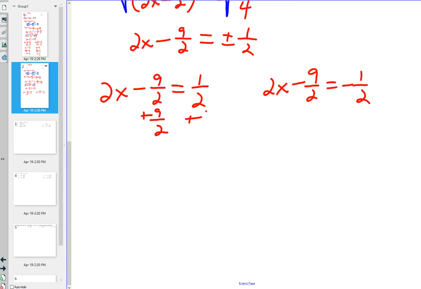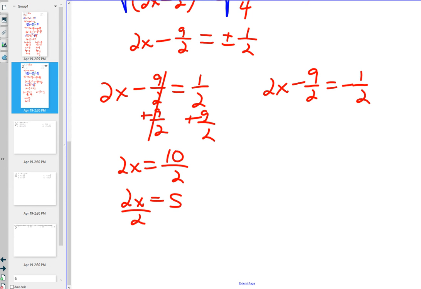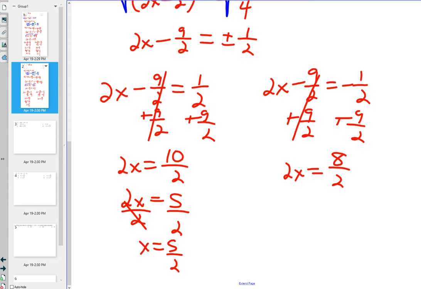Plus 9 over 2. Again, we don't like fractions, but at the very least, they have the same denominator. If you use your fingers, 9 plus 1 is 10. Divide by 2 is 5. Divide by 2 again, it's 5 over 2. On the other side, plus 9 over 2 plus 9 over 2. Negative 1 plus 9 is a positive 8 over 2, which gives you 4. And then once you divide, it gives you 2.